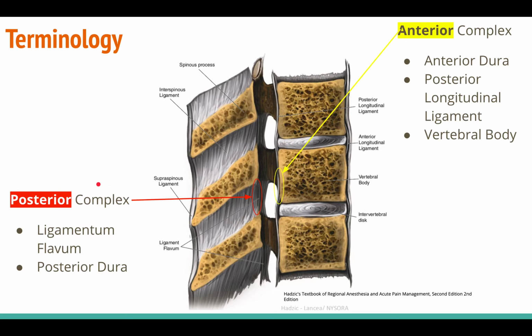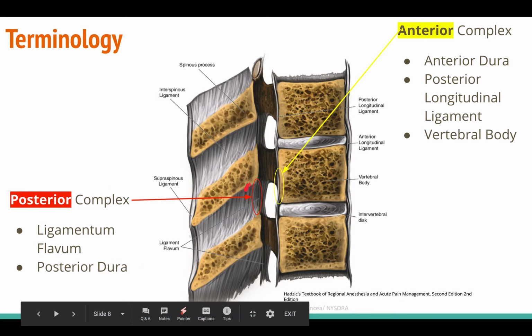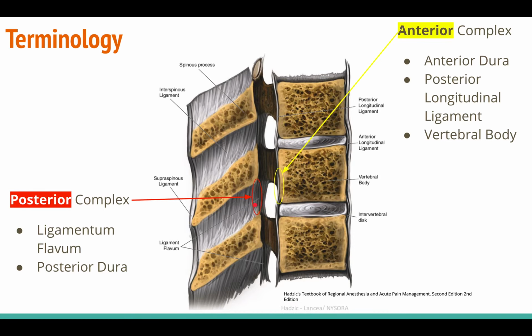So posterior complex refers to the structure over here, the ligamentum flavum and the posterior dura. The anterior complex is going to include your anterior dura, posterior longitudinal ligament, and the vertebral body. So keep that in mind when we talk about sonoanatomy later.